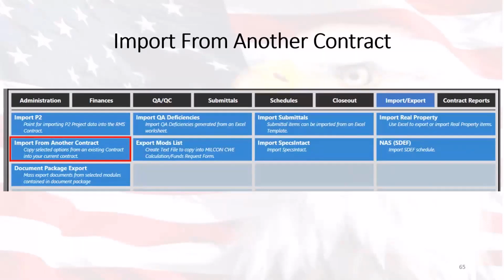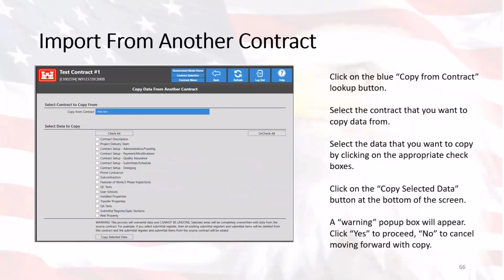The import from another contract module was designed to allow the import of contract data from one contract to another. If you are trying to import data from a contract that has specific submittals that you want in a new contract, then you can go ahead and do that if a contract exists within your district. The way that you would do that is you'd start by clicking on the blue copy from contract button.